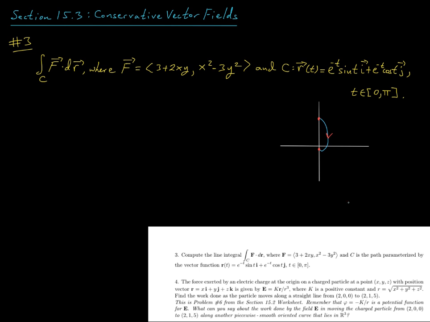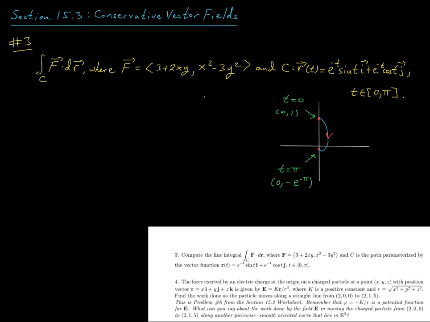π. Okay, so I have a sketch of our path here, and I first want to highlight that when t is 0, we're going to be up here at the point (0, 1), just plugging 0 in for the component functions for r(t). Now when t is π, we're then going to be down here at the point (0, −e^(−π)).